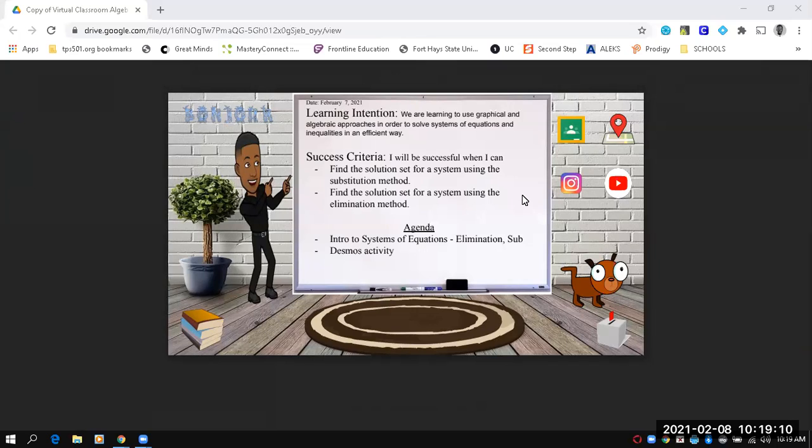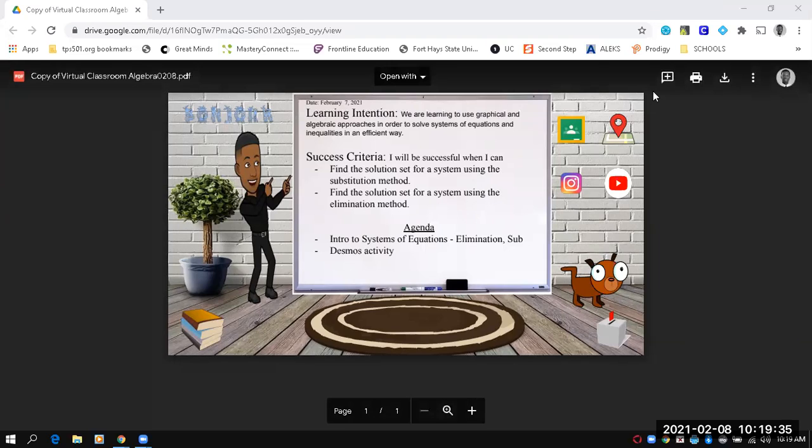Our learning intention states we are learning to use graphical and algebraic approaches in order to solve systems of equations and inequalities in an efficient way. The success criteria says I will be successful when I can find the solution set for a system using the substitution method, but also find the solution set for a system using elimination. We looked at it graphically. Now we're going to talk about the method of elimination and the method of substitution.